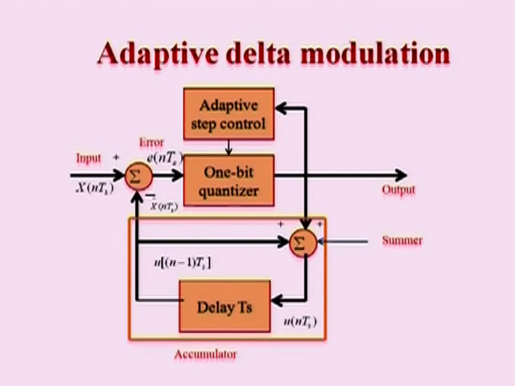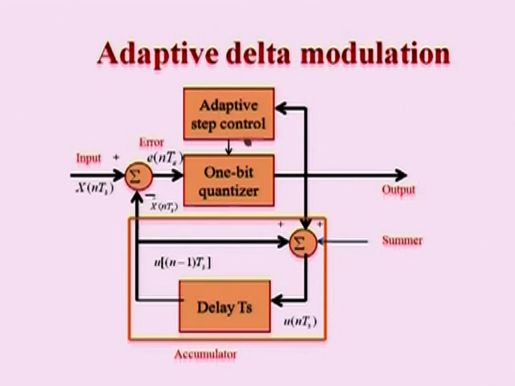This block diagram shows the adaptive delta modulation. If you compare this block diagram with the delta modulator, a new block has been added, called adaptive step control, and the remaining is almost the same. Here we have a delay Ts. Previously we represented it using Z power minus 1, which is also a delay unit, delayed by 1 time period. Based on that variation, we have an adaptive step control.